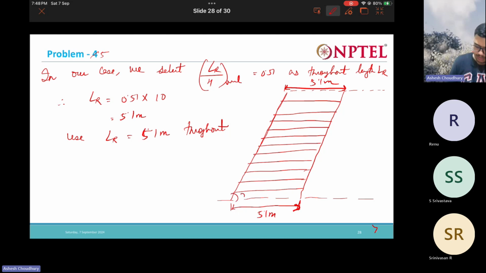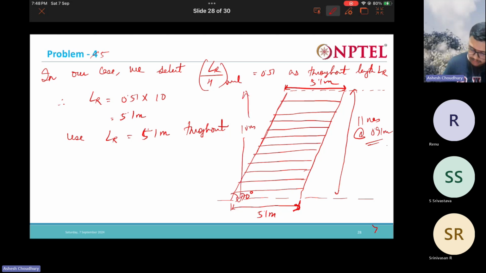This is 70 degrees. Total height is 10 meters from top to bottom. So like this you need to do. I hope this was clear. So very easy, directly we need to use the given conditions.